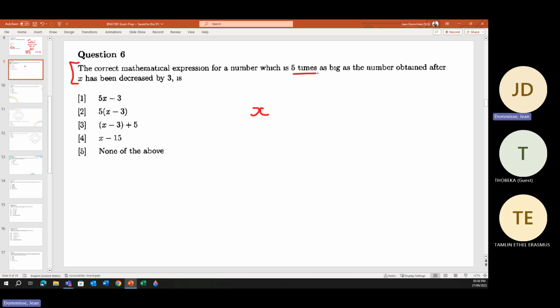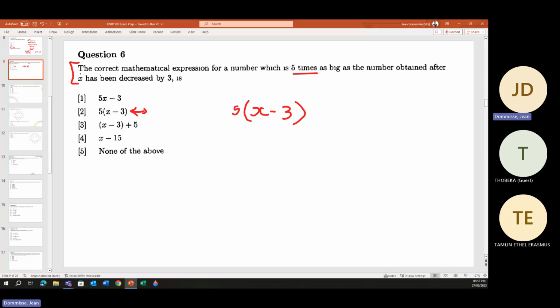Okay, so 5 times as big, but after x has decreased by 3. Okay, so 5 times as big after x has been decreased by 3. Okay, so that will be our correct one. If what the first equation is saying, it will be 5 times as big, and then you subtract 3.